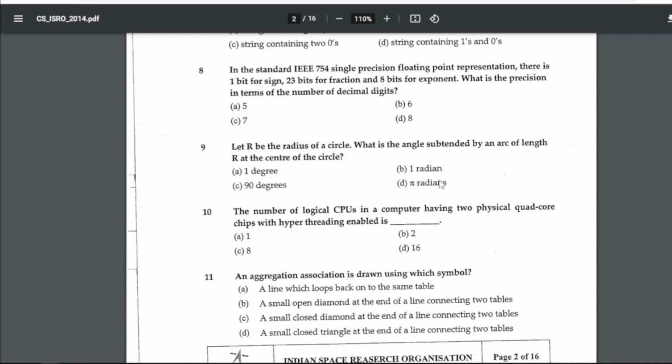Basically, a radian describes the plane angle subtended by a circular arc as the length of the arc divided by the radius of the arc. So 1 radian is the angle subtended at the center of a circle by an arc that is equal in length to the radius of the circle.